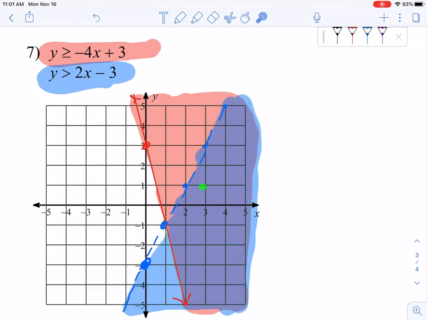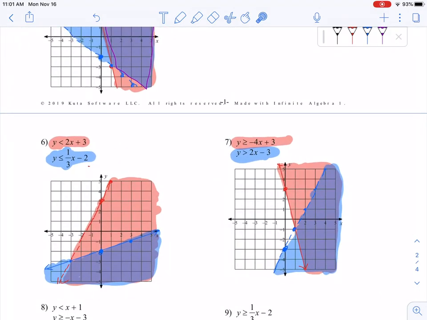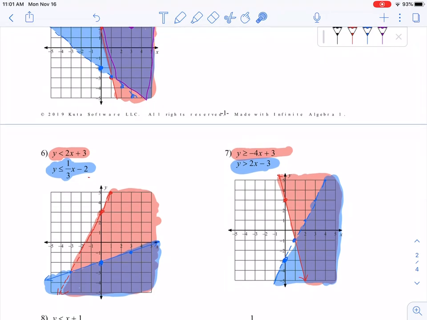So I could pick any point inside of this area, and it would be a solution to our system. There are a lot of points in here. Okay? So that is just continuing as we look at graphing systems of inequalities.